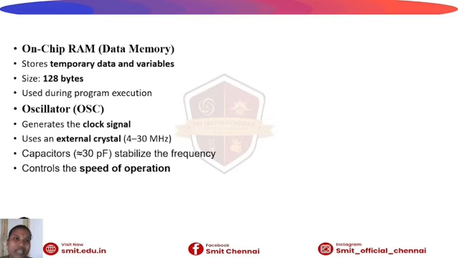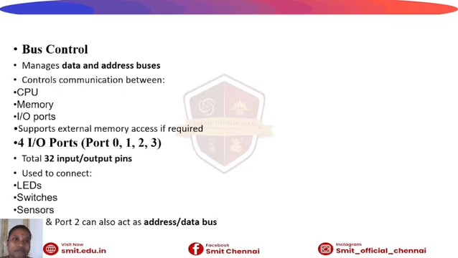And the next one is the oscillator. Oscillator means it generates the clock signal, uses an external crystal, 4 to 30 megahertz. And the capacitors are 30 pF. It is established for frequency. And the last one is it controls the speed of operation. And then second one.